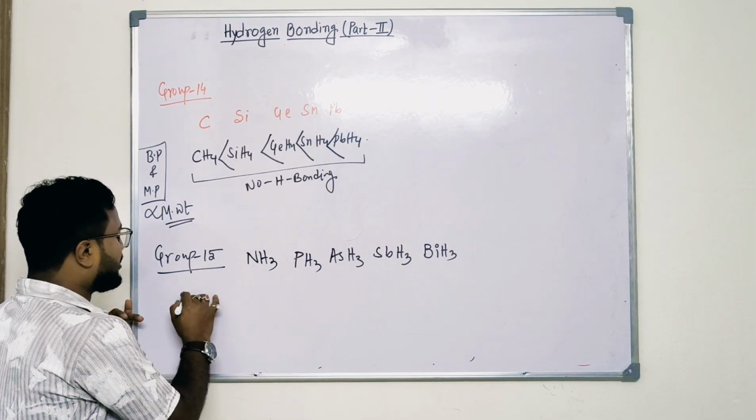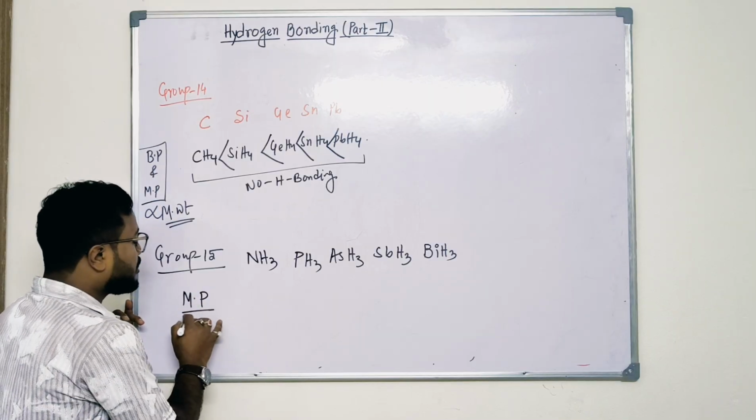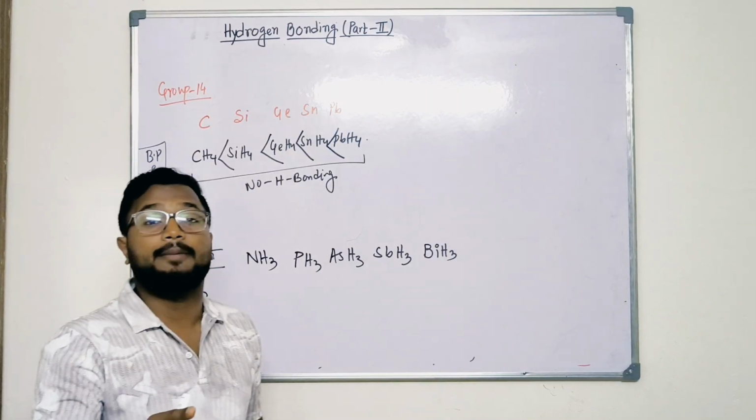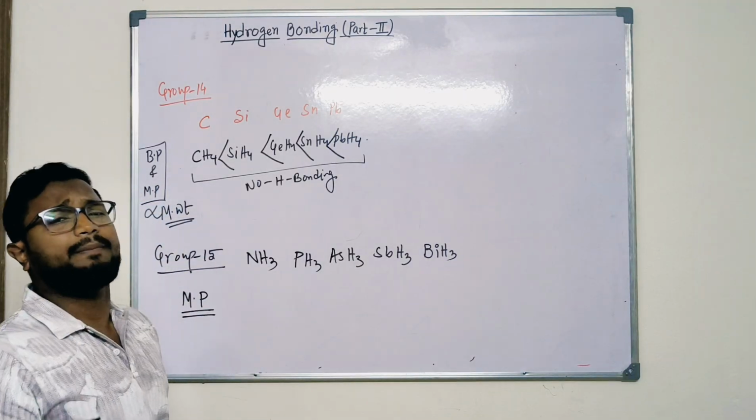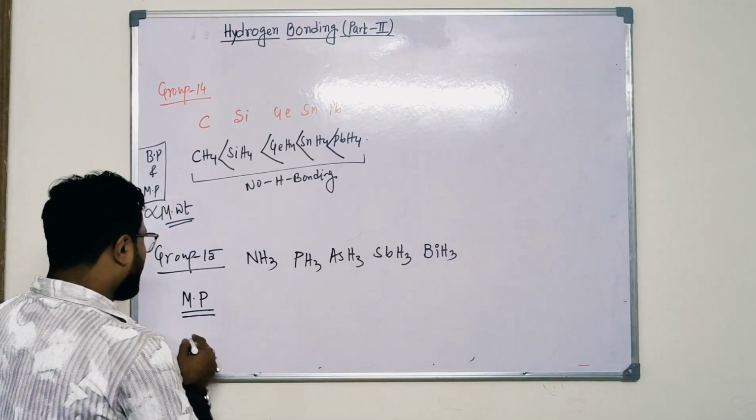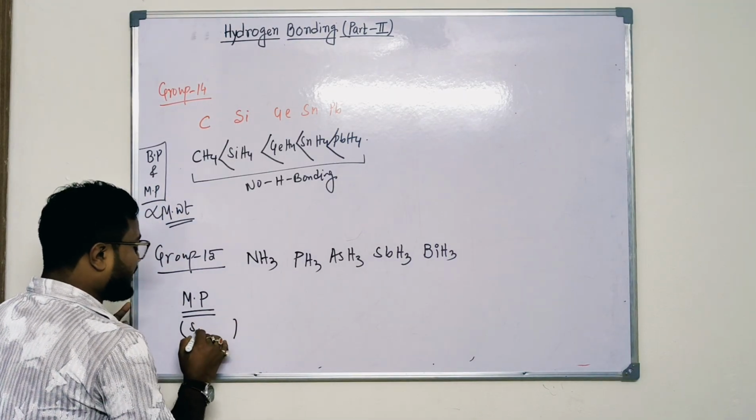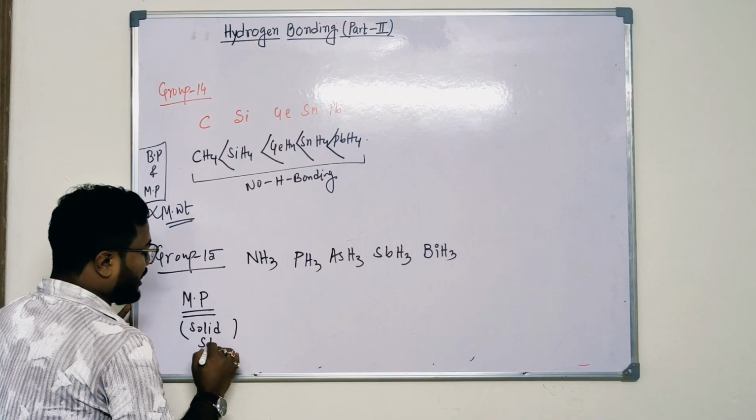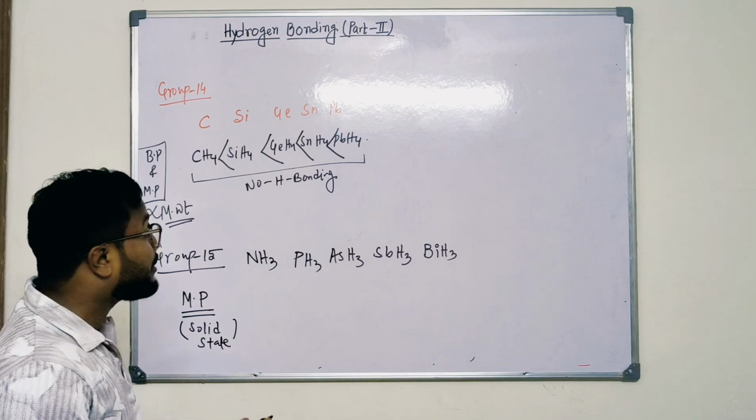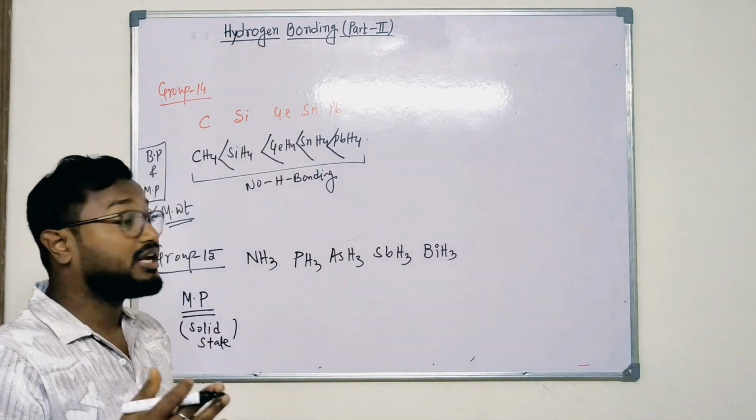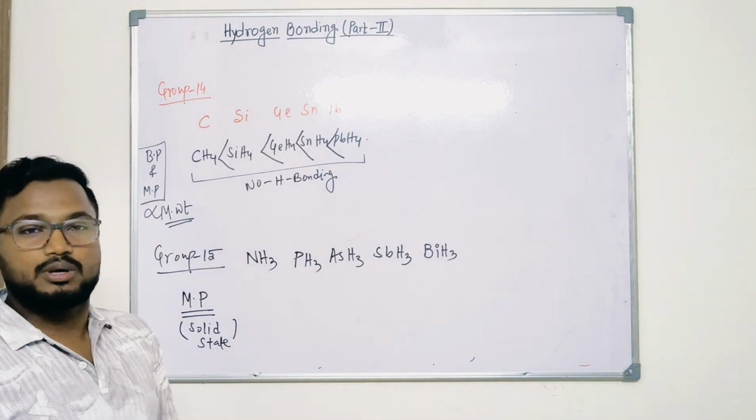Before going further, let me give you one important logic. Melting point is only compared in solid state. So whenever any element or compound's melting point is told, it means they have considered it as a solid compound. So melting point is compared only in solid state. Means we are talking about BiH3 solid, NH3 solid. In that case you are comparing.